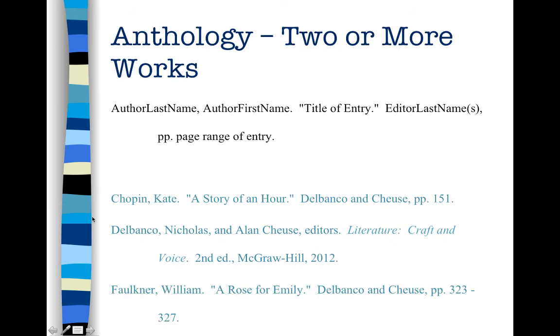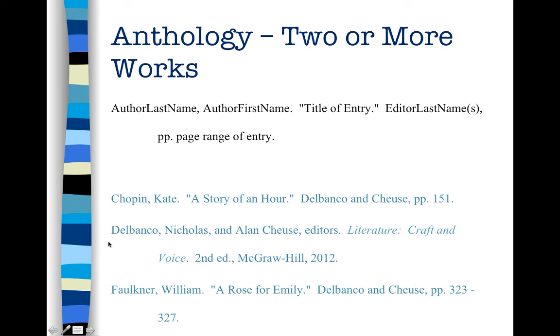And we're also going to cite both of the stories separately, and we're just going to abbreviate them a little bit. So we'll just put author last name, author first name, period, the name of the work, and then it's just going to say the editors' names, Delbanco and Cheuse, comma, page 155. This is just a one-page story, so it's just on one page. Down here you can see this is a range, 323 to 327. And I wrote the Faulkner citation here as well.